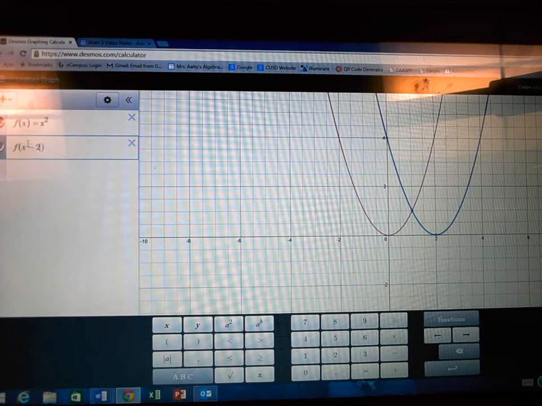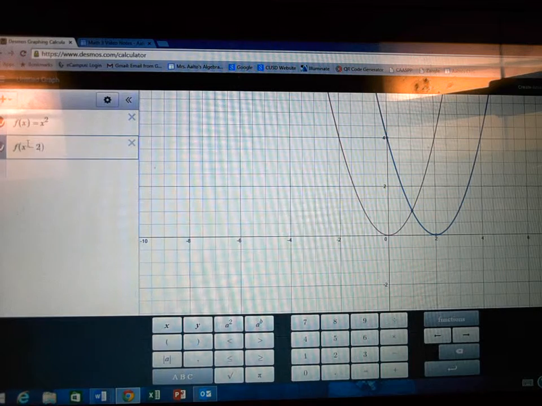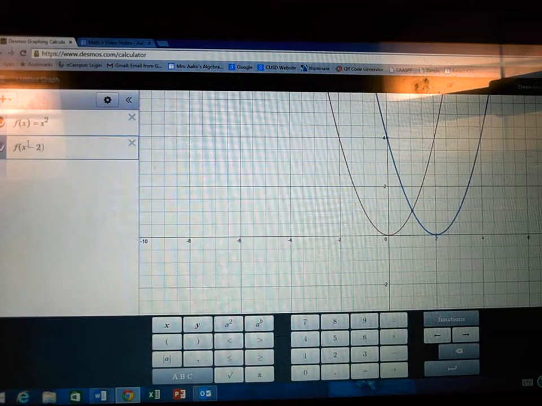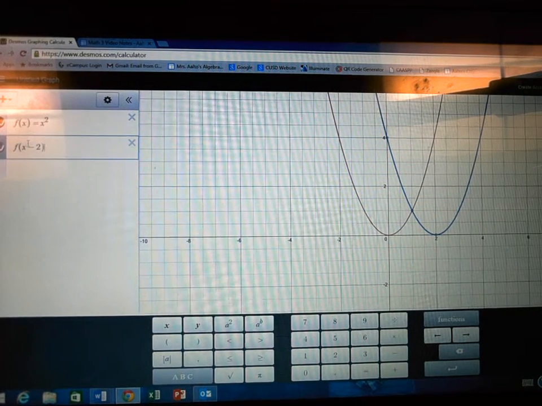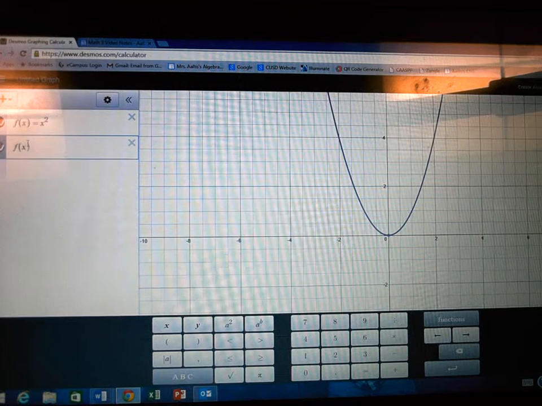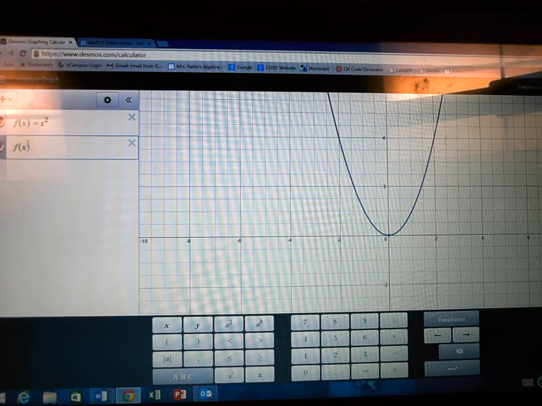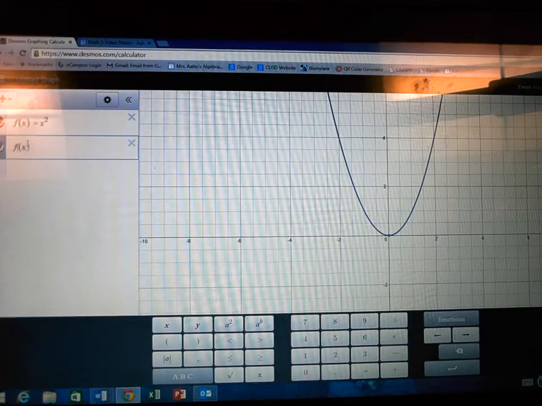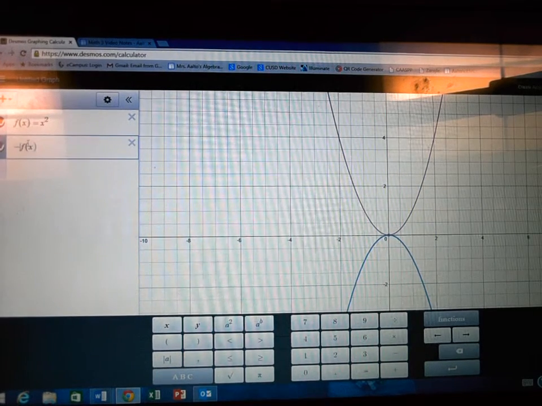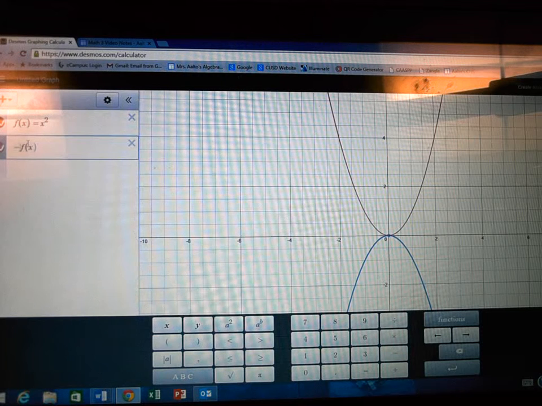Okay, now if you look at the next part of your notes, it's talking about reflections, and see how it says negative f of x. What do you think will happen if I put in negative f of x? How will it flip? It's going to flip down. So when it's flipping down, let's see if that is correct. It does. So see how we have negative f of x and the blue one goes down.